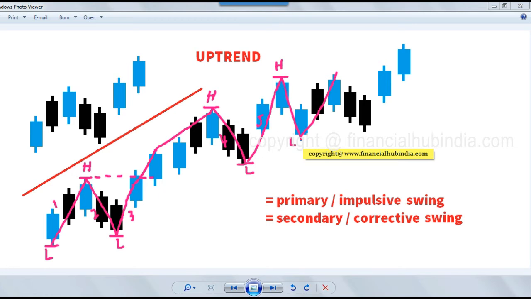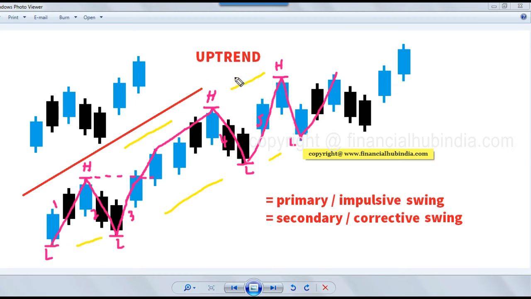So look at the pattern. In this pattern, you always have a higher high. The next high will always be higher than the previous high and higher low. The next low will be higher than the previous low it formed. And same as here also. This low is higher than this low.